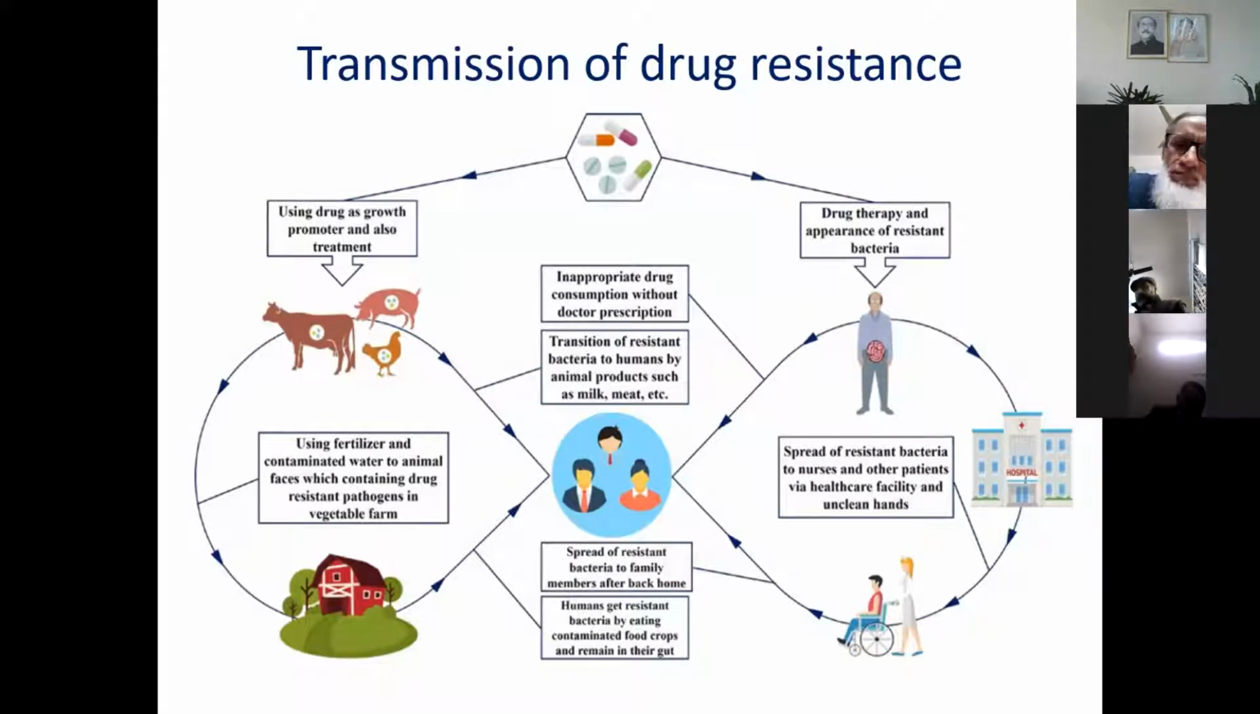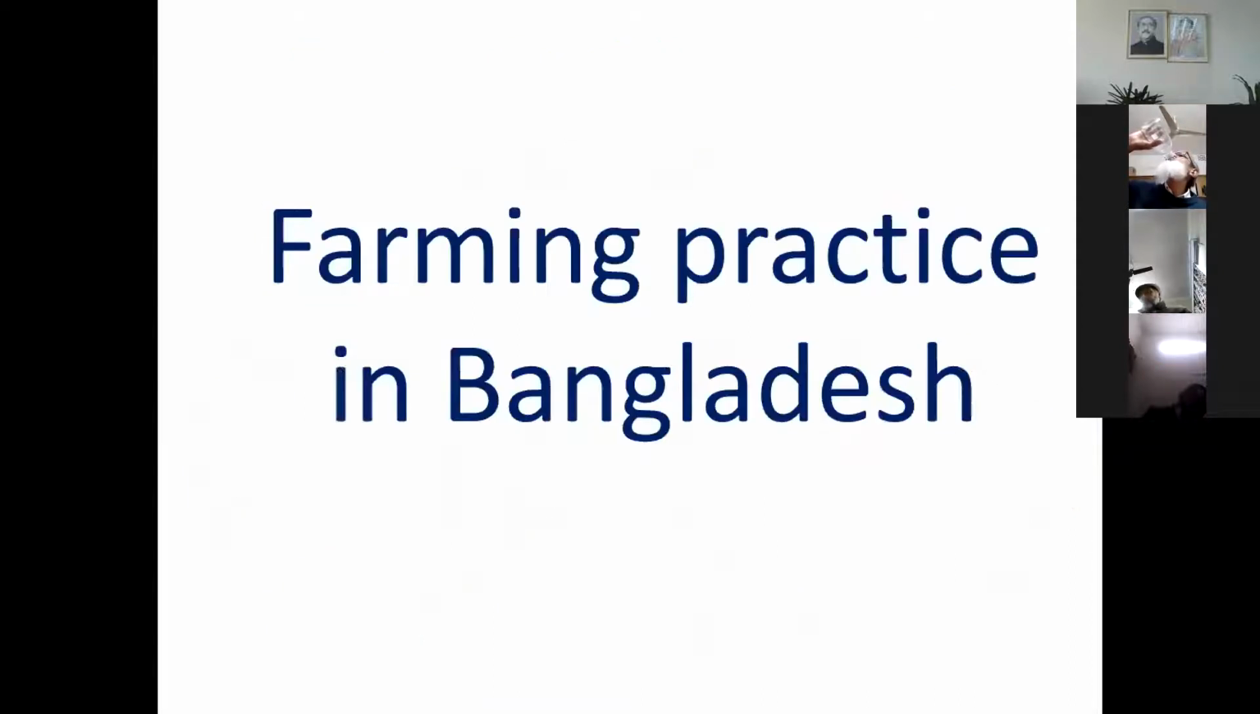Then, during drug therapy, the resistant bacteria appear in the patient's abdomen, in the gut system, and through this are transferred to the hospital. When this patient comes to the hospital, it spreads to the hospital environment, like nosocomial diseases. These are the paths by which drug resistance can transfer from the animal level to public health. So I would like to show you the very important findings of my research.